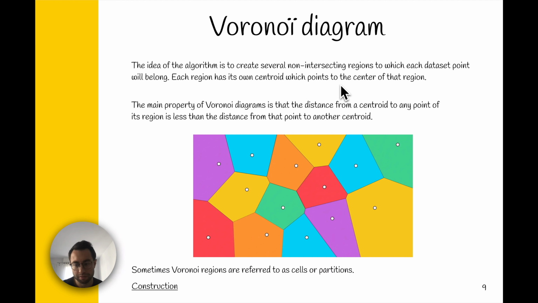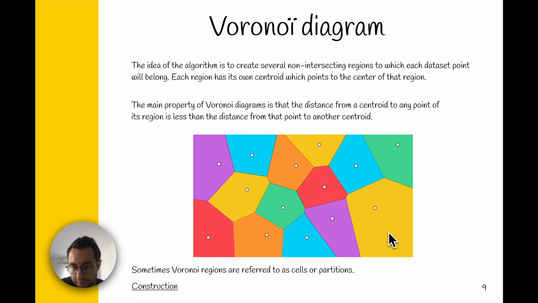The idea of the Voronoï diagram is that it tries to create a set of non-intersecting regions to which our dataset points will belong. To be precise, each point from our dataset can only belong to one region of the Voronoï diagram. And each region has its own centroid, which points to the center of this region. For example, here, here, here. The main property of Voronoï diagrams is that the distance from a centroid to any point of its region is less than the distance from that point to another centroid.